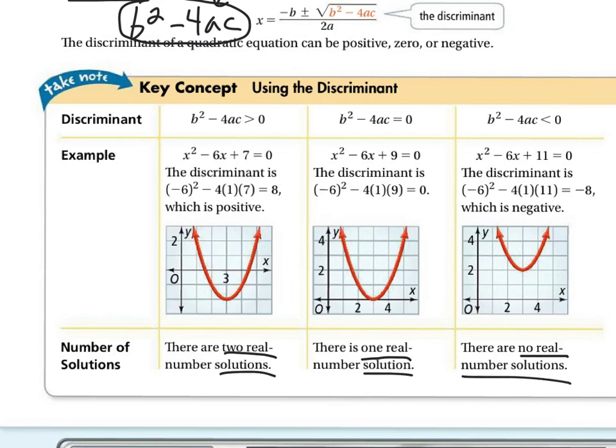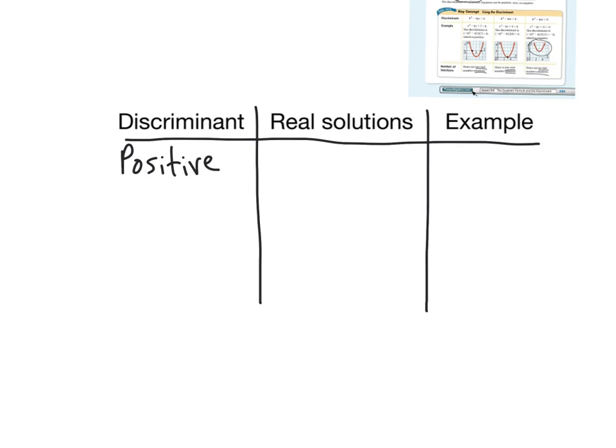So you can see that on the graph also. Here, there's 2 solutions, there's 1 solution, and then this last one doesn't intersect the x-axis, so it has no solutions. Okay, so we're going to make a table here to look at the different cases. Just to organize our information a little bit, we can make this table.